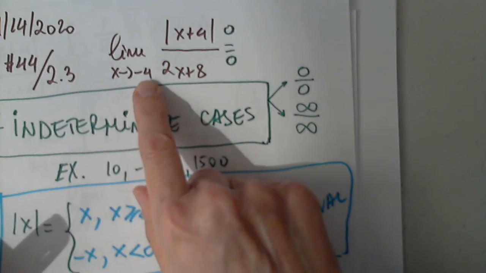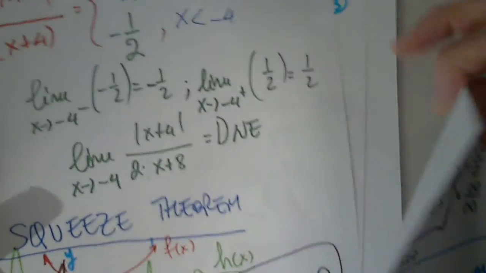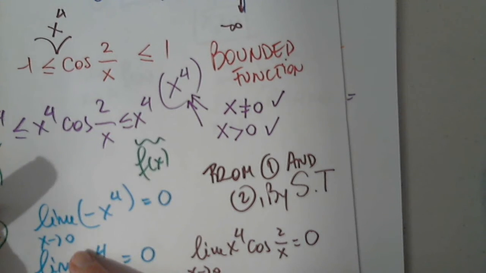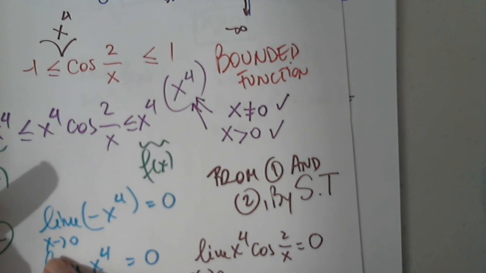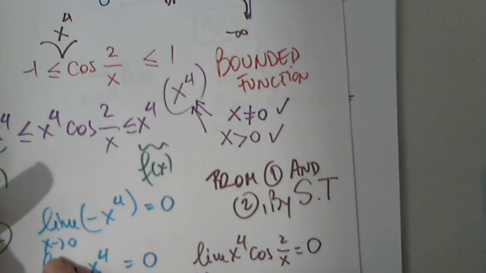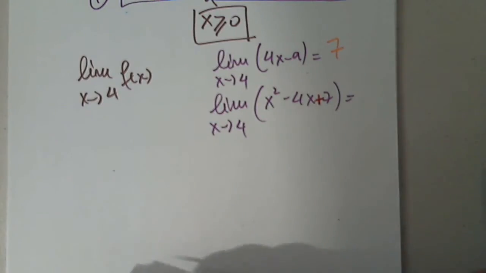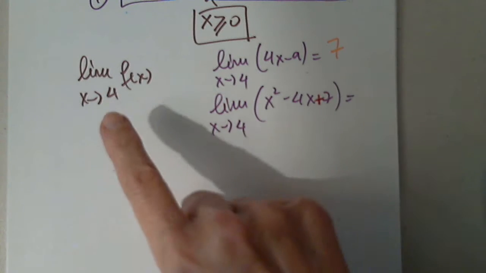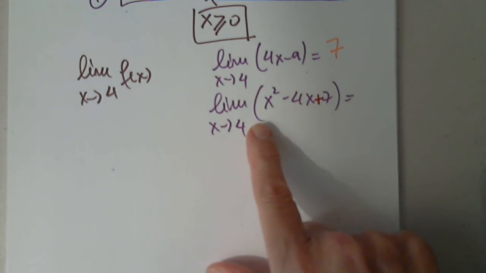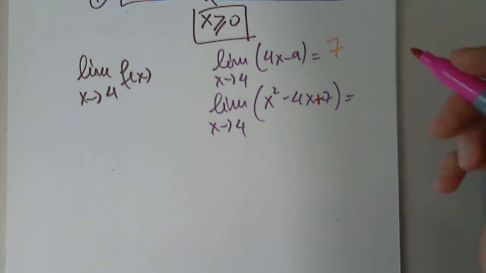Here we plugged in -4 in the first limit that we looked at. Then here we plugged in 0, right? That is the number. It's x approaches a. So that's what we calculate with. We are determining the limit as x approaches a, so that's what we have to plug in. In this example, we are plugging in 4. 4 times 4 is 16, minus 9 is 7. 16 minus 16 plus 7 is also 7.